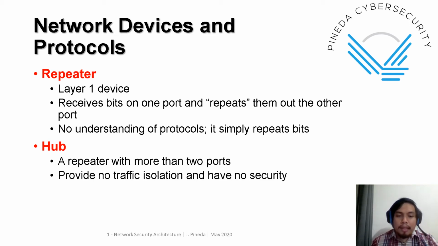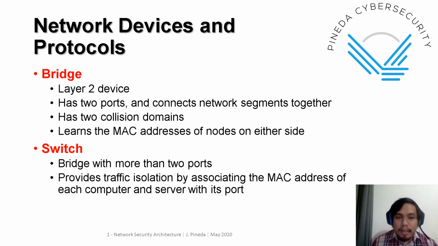A hub is a repeater with more than 2 ports. So it means repeater is equal to hub. It provides no traffic isolation and has no security. So once you tap in your sniffer, your Wireshark, it can sniff all the traffic that passes through the repeater or hub.